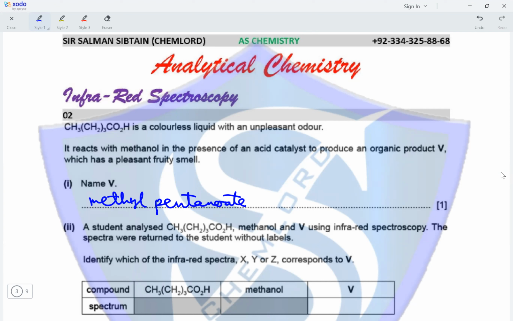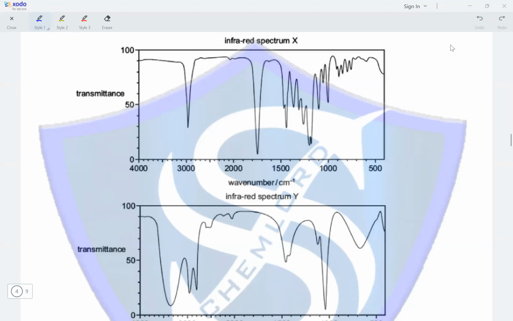A student analyzed pentanoic acid, methanol, and methyl pentanoate using infrared spectroscopy. The spectra were returned to the student without labels. Identify which of the infrared spectra X, Y, or Z corresponds to V. So we need to identify which spectrum corresponds to V, which means it is methyl pentanoate. In infrared spectrum X, we can see a peak for C-O, a C=O, and a C-H.